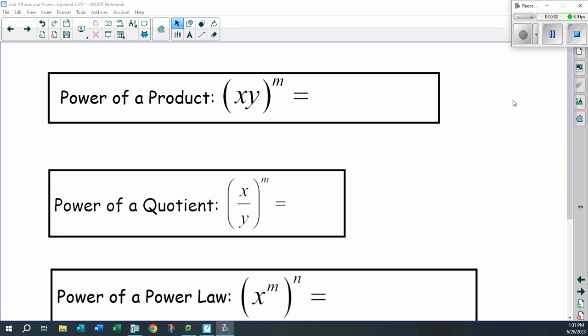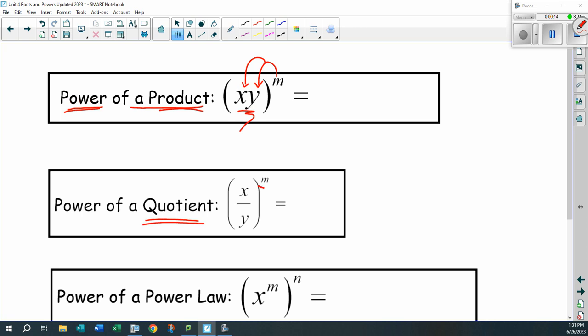Let's look at the last few laws here and see what happens. I love calling any of these power of products like this. I think that's really cool. I like to call them mailman laws because you're going to mailman this guy to this guy. Same goes with the quotient law. Look, upstairs, downstairs, mailman. Mail that power upstairs and downstairs. I think it is so cool.